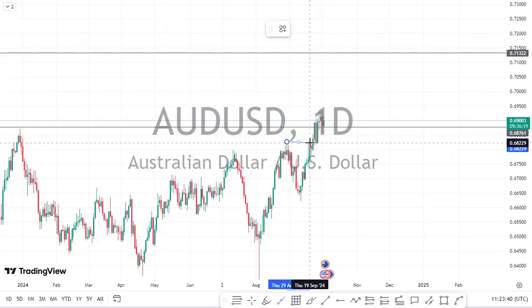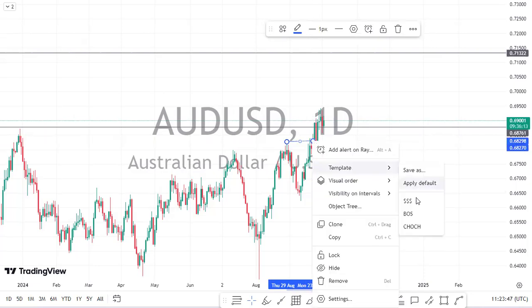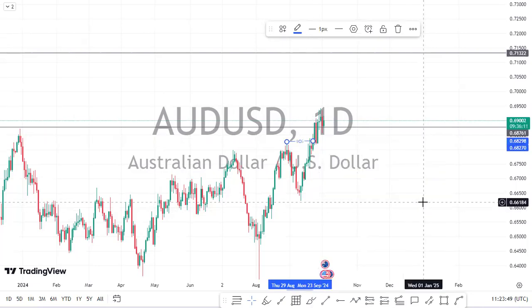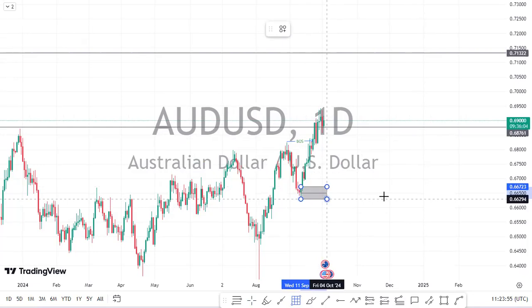So we have this break of structure to the upside on daily, boom. So we have that. We have a break of structure there. Then this is the origin that caused the break of structure, which has not been mitigated. So in the nearest future, price is coming back to this zone.